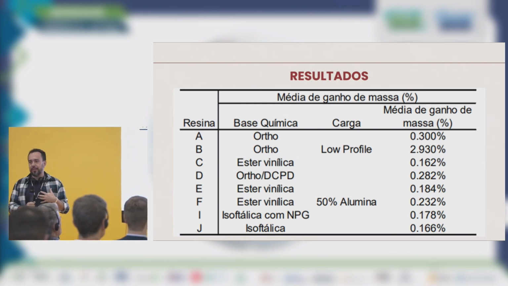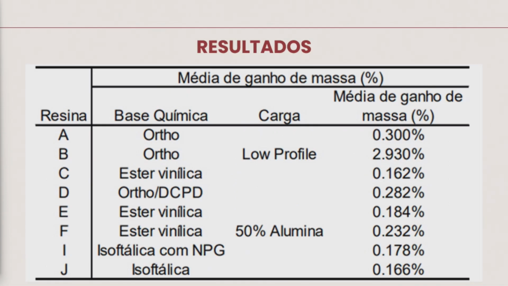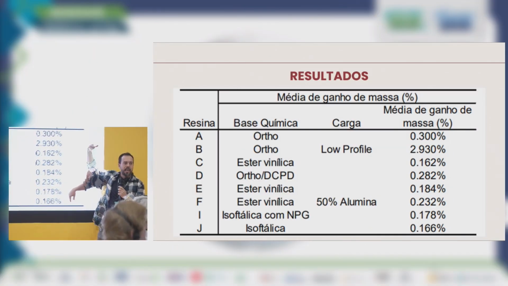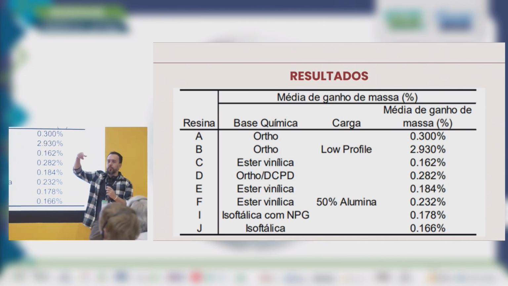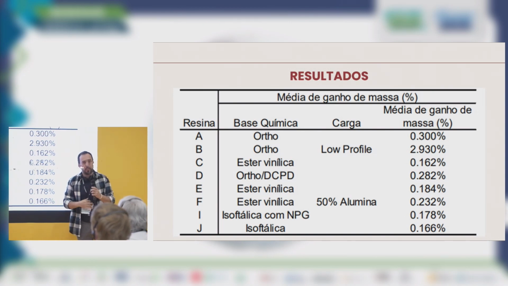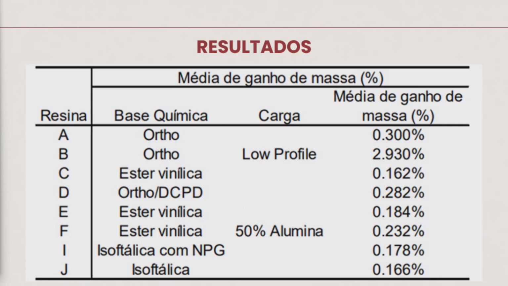So here are the actual findings. We tested a range of resins: orthophthalic, vinyl ester, orthophthalic with DCPD, with and without NPG. And here is the weight or the mass gain, weight gain, on average. For the orthophthalic resin, the absorption was 0.3% of weight gain. And therefore, we believe that 99% of this will be water itself.